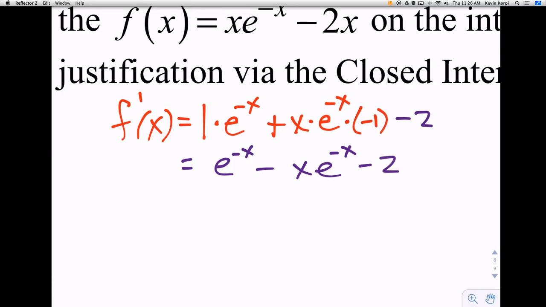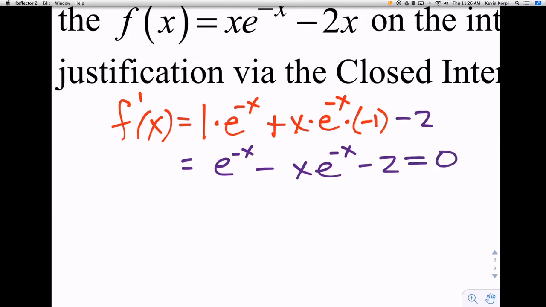We get critical values where the derivative is undefined if the function is defined. We already said the function is defined everywhere. Is the derivative ever undefined? No, for the same reason the function was defined everywhere. The two e to the negative x's are never 0. So there's no possible cusps or vertical tangents here, right? But there could be horizontal tangents.